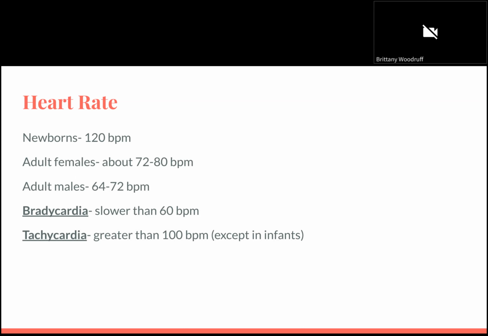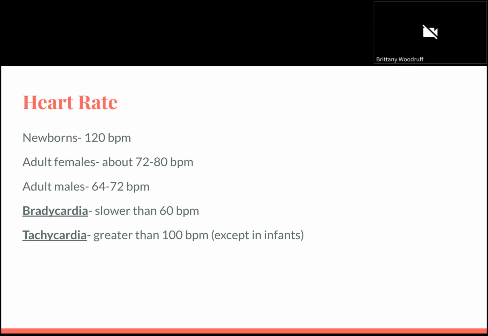Now, heart rate can vary depending on age as well as sex. Newborns have a resting heart rate of about 120 BPM. If you get an ultrasound when you're pregnant, the heart rate is usually about 140 to 150. When the baby's born, it's about 120. That is perfectly normal. It's a really little heart, so it's not able to fill up with as much blood at one single time. Females have a little bit higher heart rate than males.